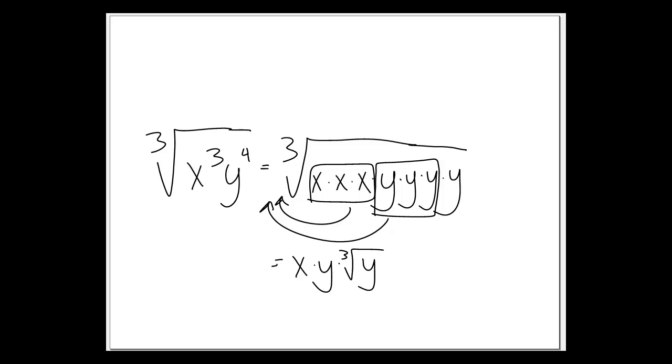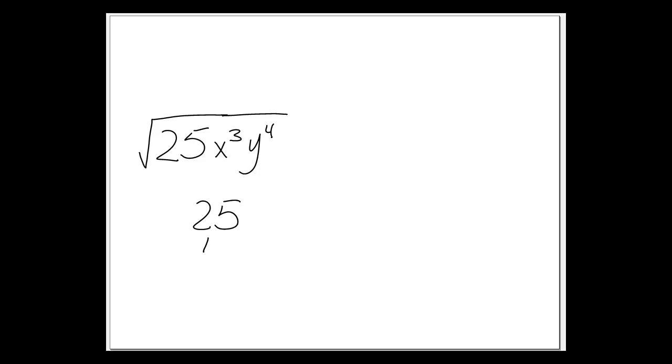Now let's combine some of what we've done. We're going to do the square root of 25 x to the 3rd, y to the 4th. Now, from previous lessons, you know you can write 25 as 5 times 5. I'm choosing that breakout of it because I do not have an index here, which means I want 2 of the same underneath the radical sign.